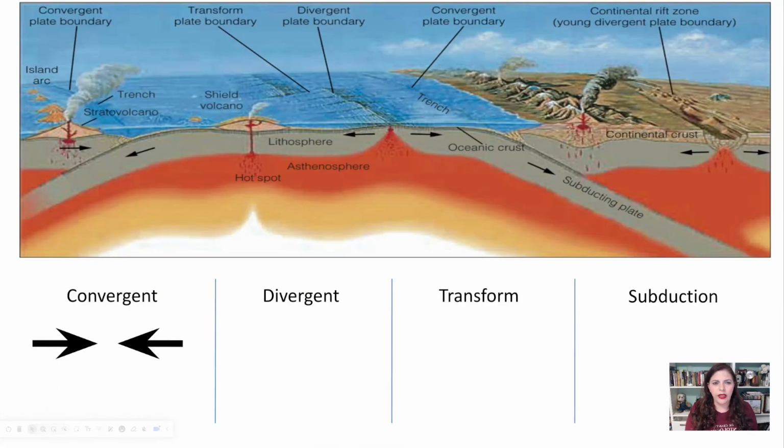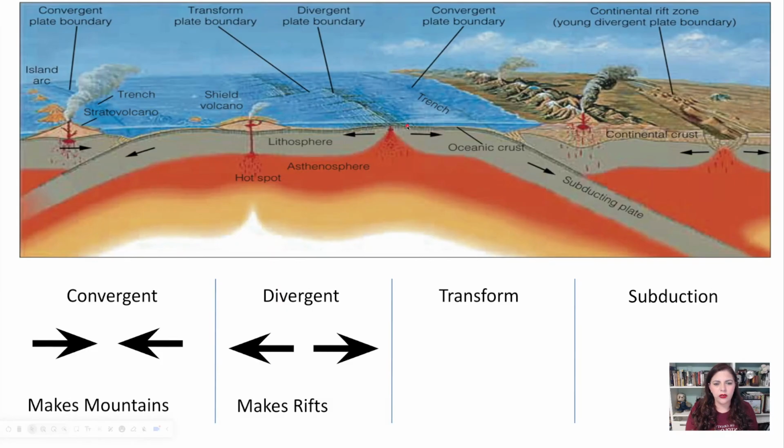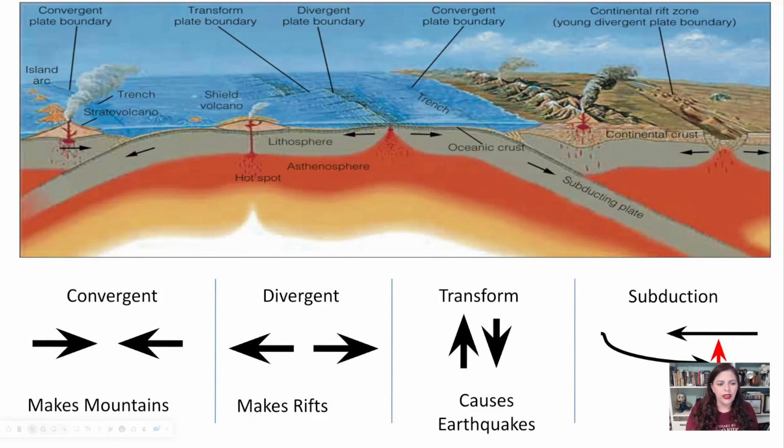So convergent is when they crash together, and it makes mountains. Divergent is going to be when they divide, so for example, right here, and that's going to make rifts. And then transform is when they slide past each other. That's going to cause earthquakes. And then subduction is when one goes underneath the other, and that is going to make volcanoes.